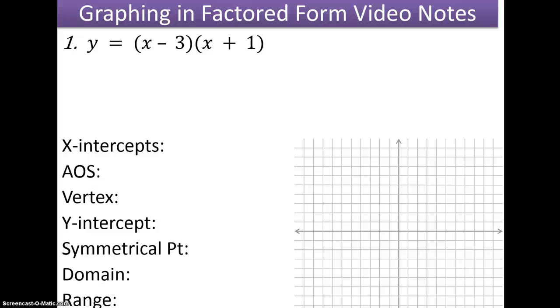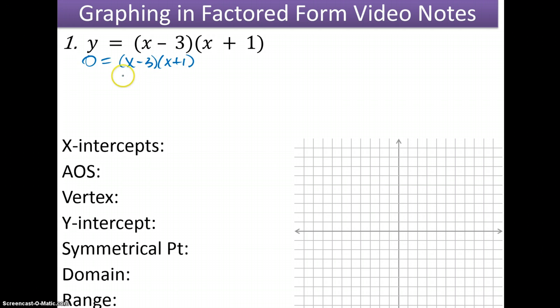Hello, Algebra 2 students. Today we are learning how to graph quadratics that are in factored form. We are going to start by finding the x-intercepts in the function. Yesterday in the introduction we talked about another name for x-intercepts is the zeros, or the roots, or the solutions. So if we want to find those roots, zeros, solutions, or x-intercepts, we can let y equal 0 and solve.